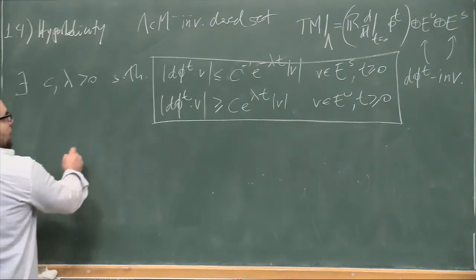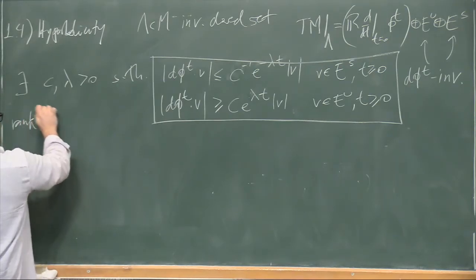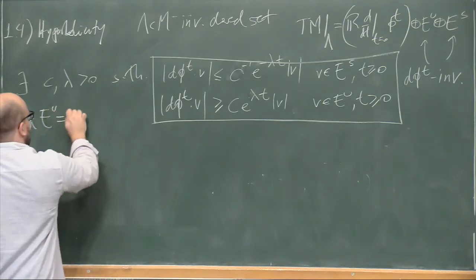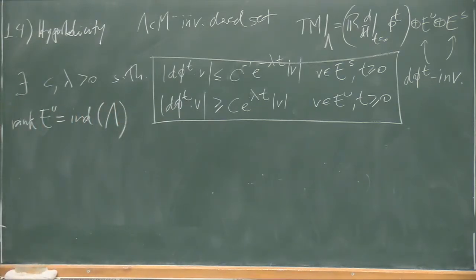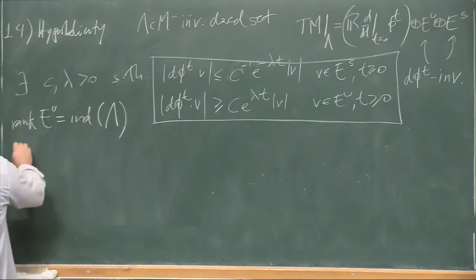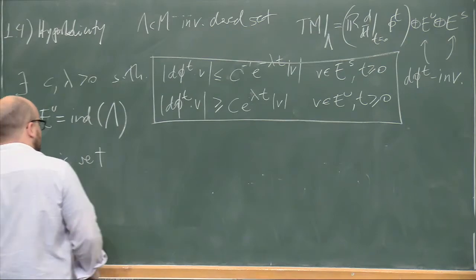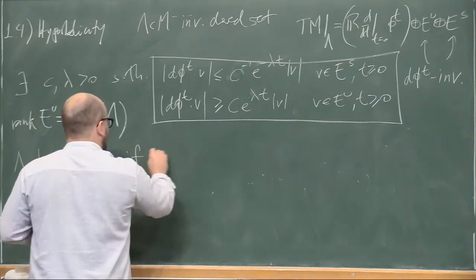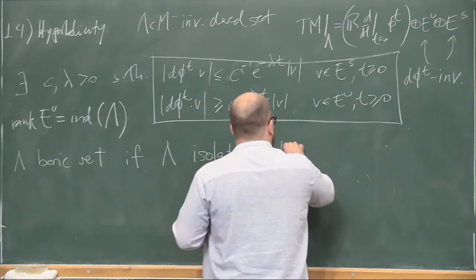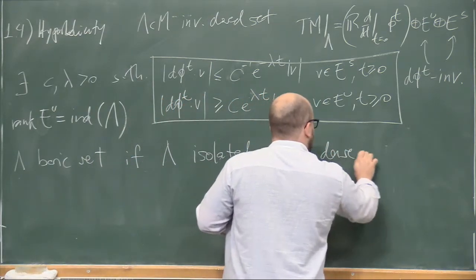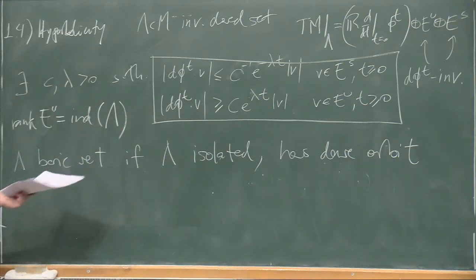So then you call the rank of the unstable bundle the index of the invariant set. You call this set a basic set if it's isolated and has a dense orbit. It's nice to be isolated if you want to do Morse theory.